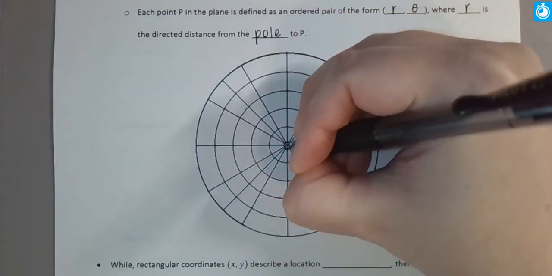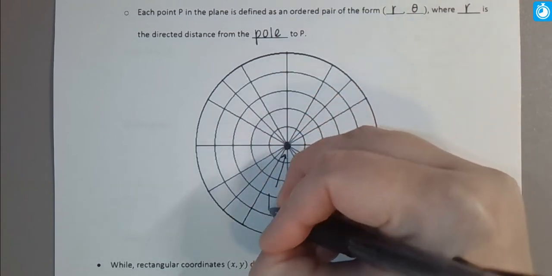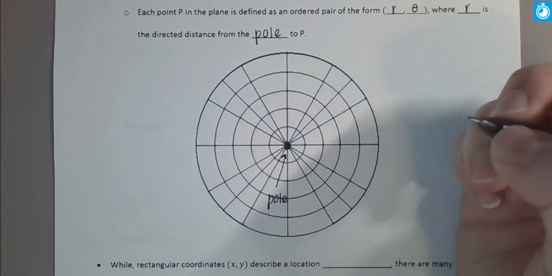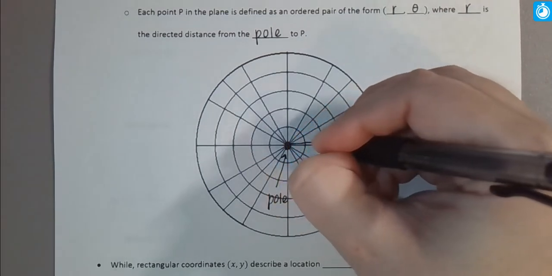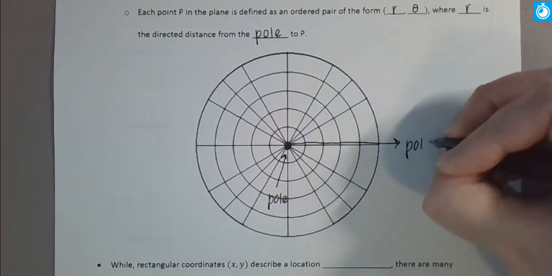Let's label a few things. Again, this is going to be the pole. What we think of as the origin normally, we call the pole. The positive x-axis we now call the polar axis.